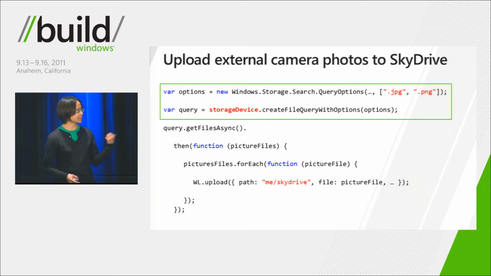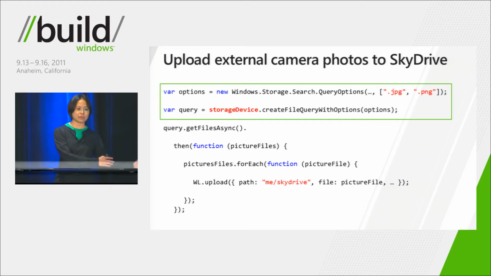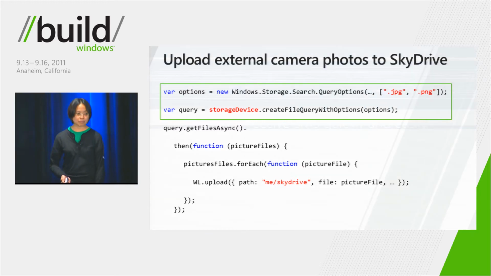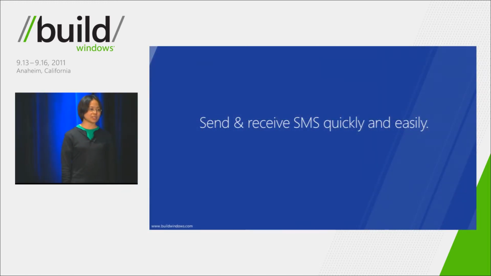So back to our example, with a few lines of code, we managed to find files on the device. They're not anywhere else, just on the device, and put them on SkyDrive. So now I'm going to show you how Jack found his PC in Redmond.